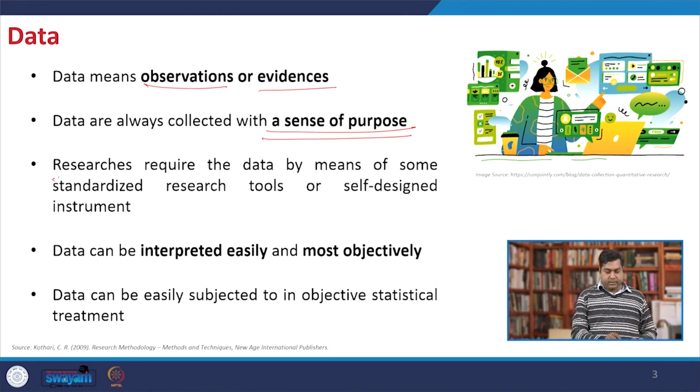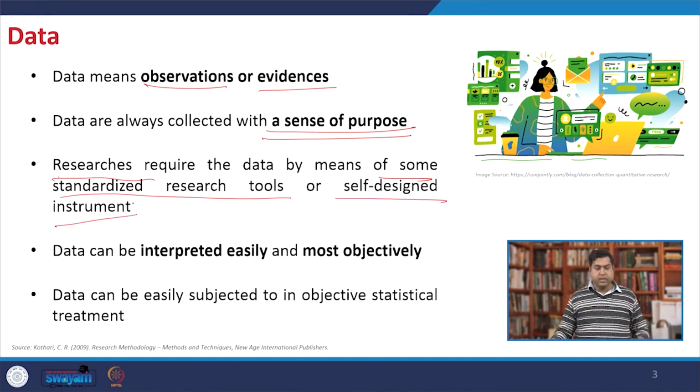In this case, researchers acquire the data by means of some standardized research tools or self-designed instruments. That means the data may be available in some form, but my research demands that it should be in a certain format. If it is readily available in a certain format, I can directly use it, but if it needs to be designed, we just need to code the raw data and then take it as input for such research tools. That also we need to look into.